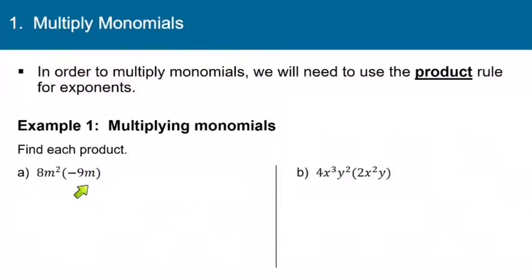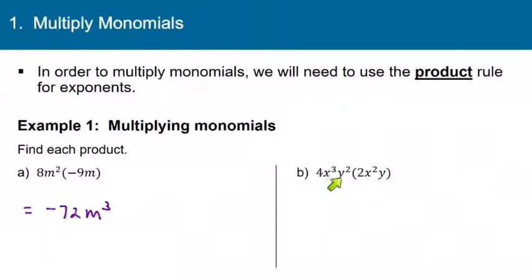So to multiply these two monomials together, we'll multiply constant times constant and variable times variable. So 8 times negative 9 will be negative 72, and then m squared times m would give us m to the third. So I hope you can see how all four factors here are multiplied together. We have 8 times m squared times negative 9 times m. So it's all multiplication. And when we finish, these factors are multiplied together. So we end up with negative 72 times m to the third.